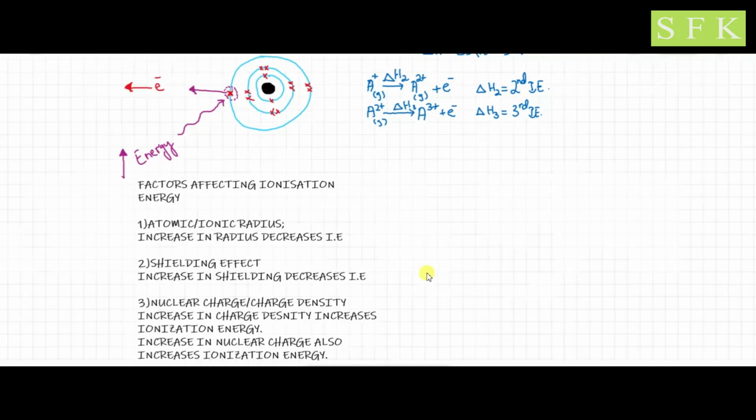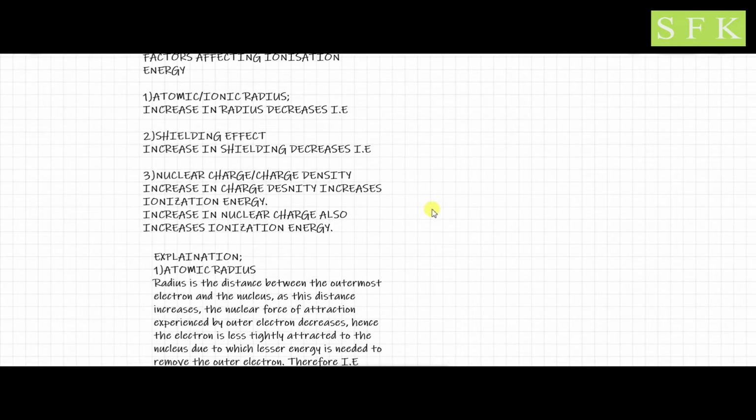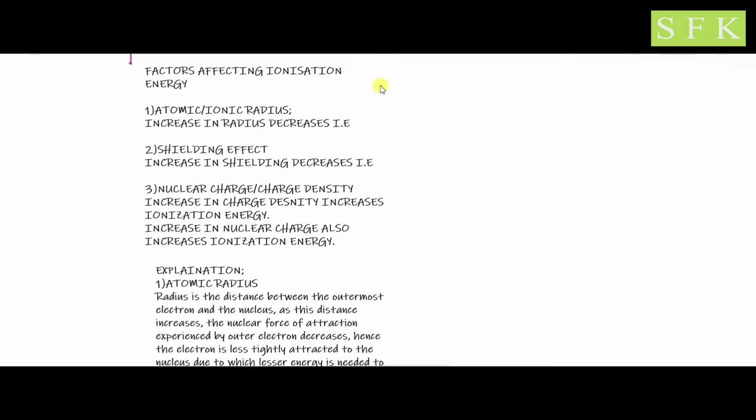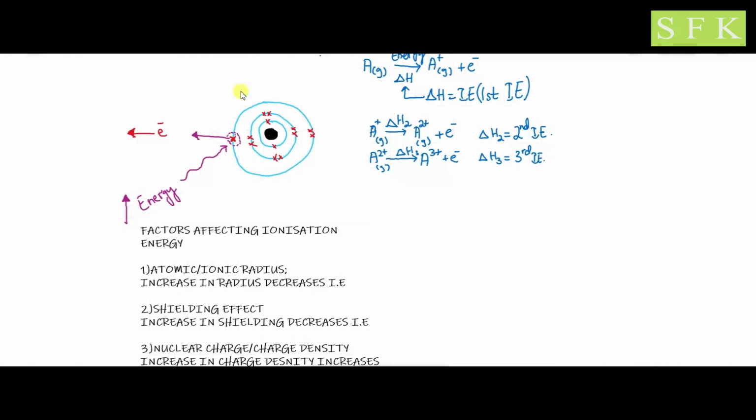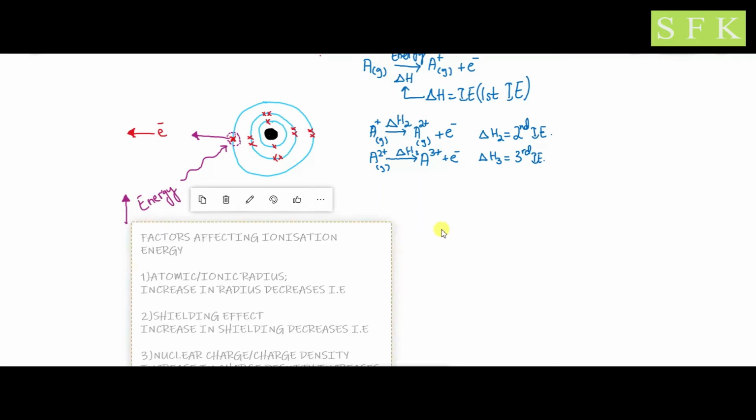Now let's move forward to the factors affecting ionization energy. We've learned that ionization energy is basically the energy required for the valence electron to overcome the electrostatic forces of attraction experienced due to the positively charged nucleus of the atom. So the energy required to overcome the electrostatic forces of attraction and become free is the ionization energy. Now let's see what factors affect it.